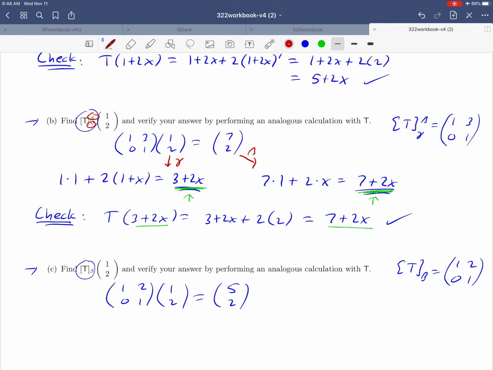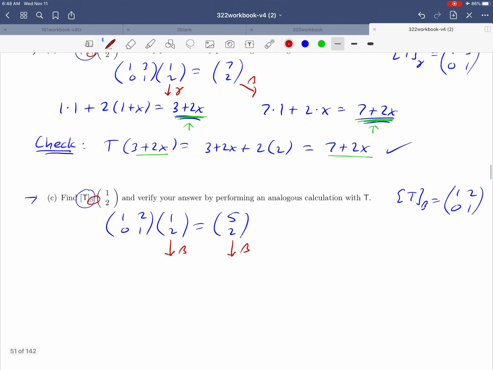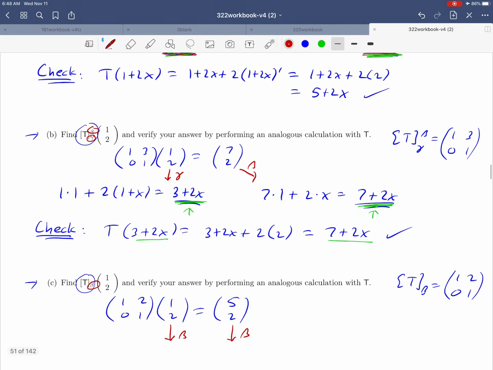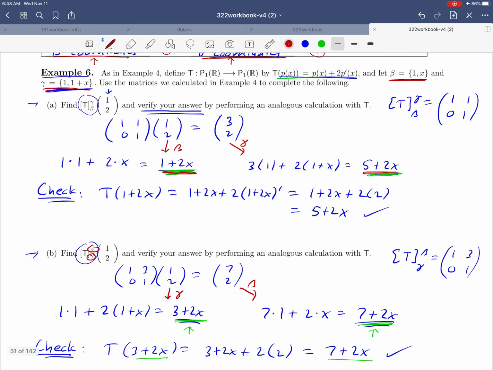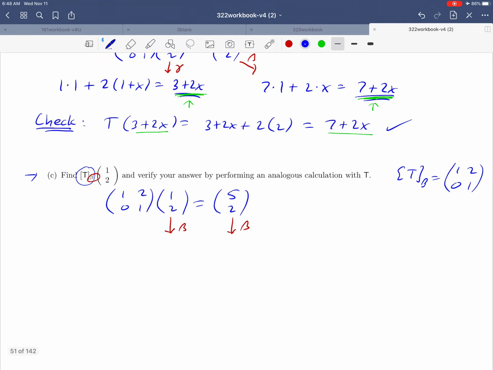Okay, and this time, notice that we've just got one basis, beta, which is serving as our basis for the domain and the codomain. Okay, so we're interpreting both 1, 2, and 5, 2 as going with our basis beta. Okay, let's sneak a peek again. Beta is just the standard basis up here. So we're going to take those and think of those as being coordinates on that. So 1 times 1 plus 2 times x, that's just 1 plus 2x. Okay, and over here in our output, 5 times 1 plus 2 times x is 5 plus 2x.